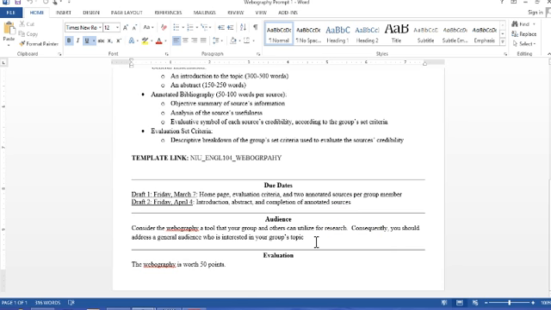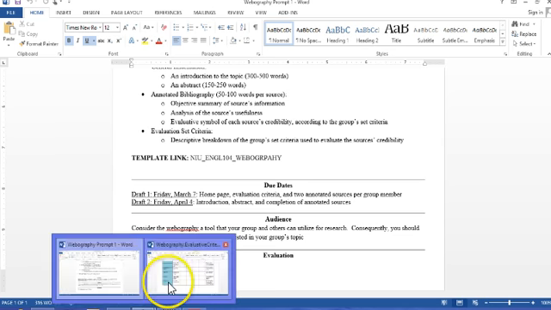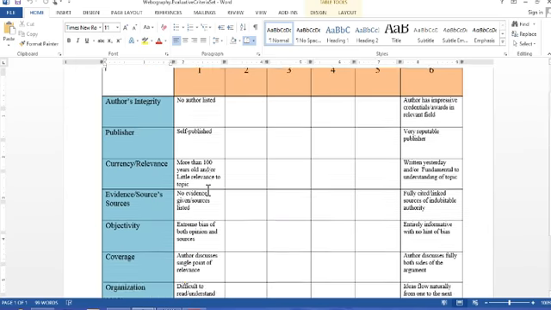Once again, consider your Webography a tool that your group and others can utilize for research. Consequently, you should address a general audience who is interested in your group's topic, and the Webography is worth about 50 points. So that's what the actual Webography is. Let's look at the evaluation criteria set.